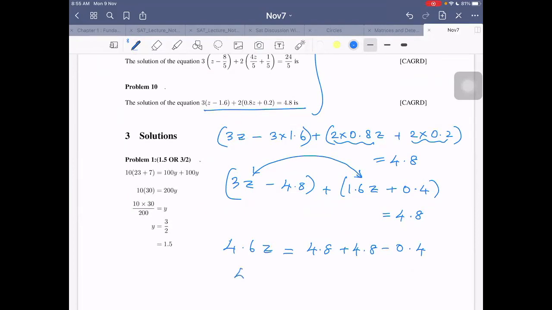So you have 4.6z is equal to 4.8 plus 4.8, which is 9.6. Why? Because 48 plus 48 is 96. So 4.8 plus 4.8 is 9.6. Minus 0.4 is going to be 9.2. Cool. So your z is again 9.2 divided by 4.6, which is 2 again. Again, it's the same question.